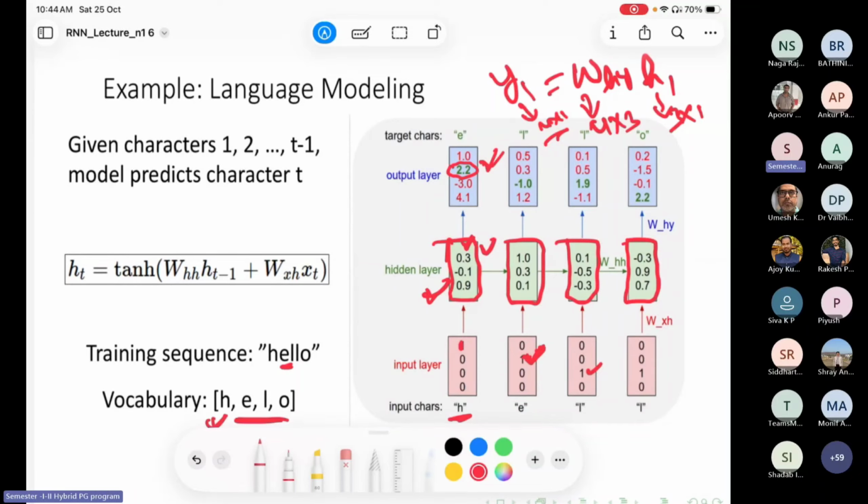But in reality, at the starting you will not get it, because your model doesn't know what it should predict here. So then you will find the loss. You apply the cross entropy between the actual vector for E, that is 0, 1, 0, 0, and this predicted vector, and then you minimize it. Similarly for this one also, this also, this also.